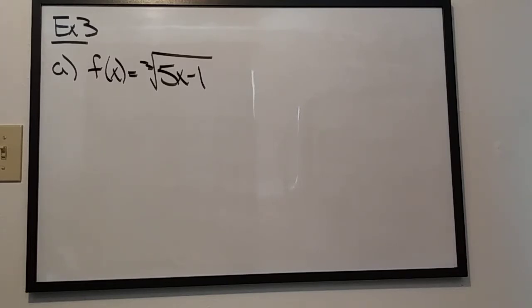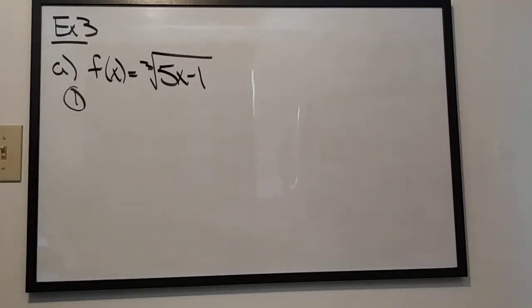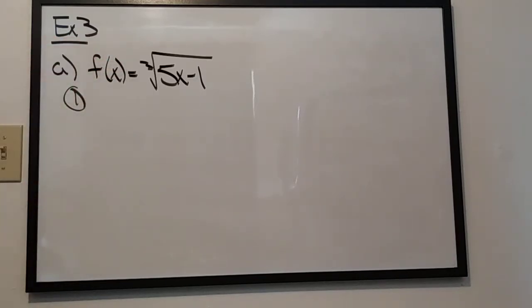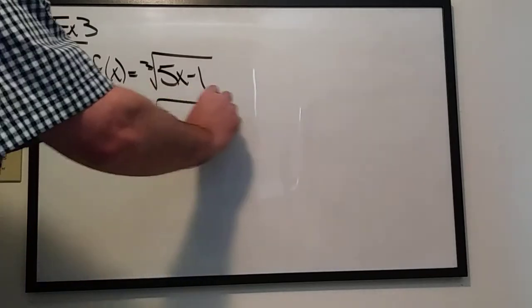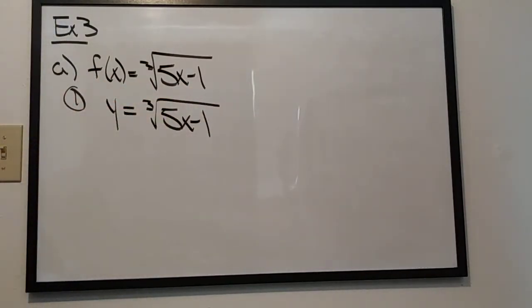So let's go through the 4-step process and find the inverse for this function f. Step number 1 is not actually a new idea. We know that f of x and y are going to be the same thing, so we just use old ideas and replace the f of x with the variable y.